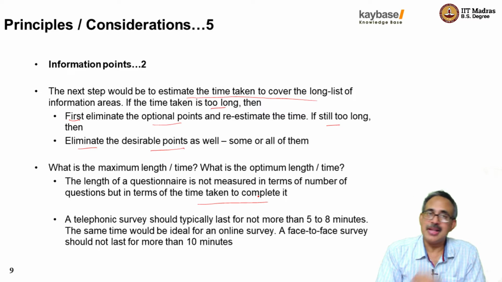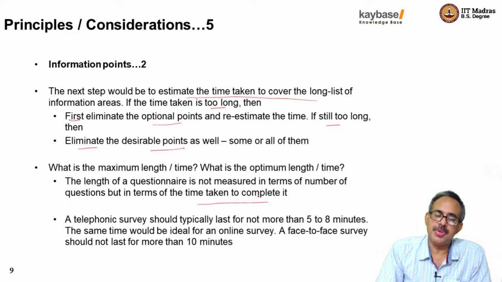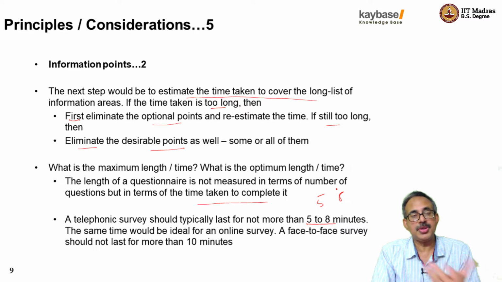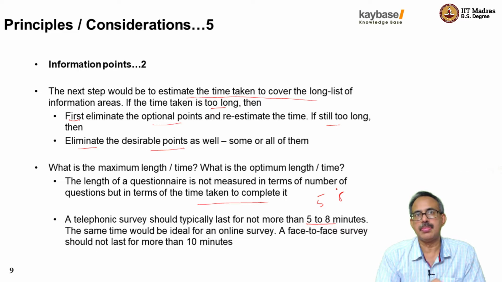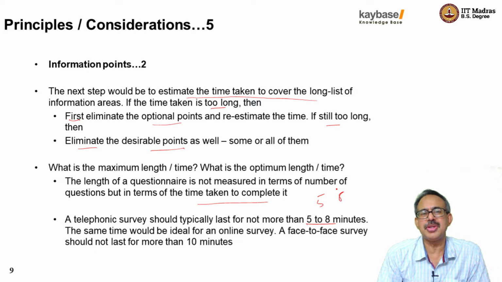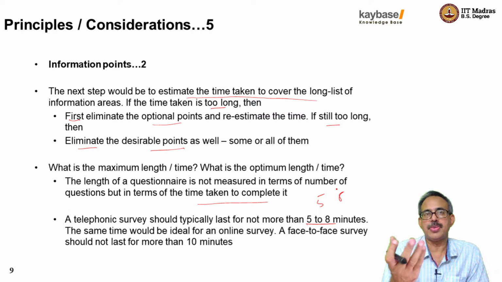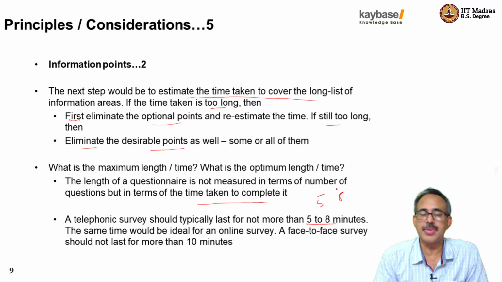So a telephonic survey should last for about 5 to 8 minutes, not more than that. Optimum is 5 minutes, maximum is 8 minutes. An online survey should be the same. When somebody is filling it up, get the patients beyond 8 minutes, they'll just switch off, or they'll just close the window and walk away. In which case, you've not even got whatever data they filled up to that point in time.